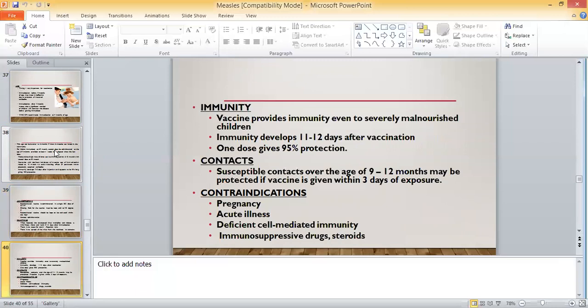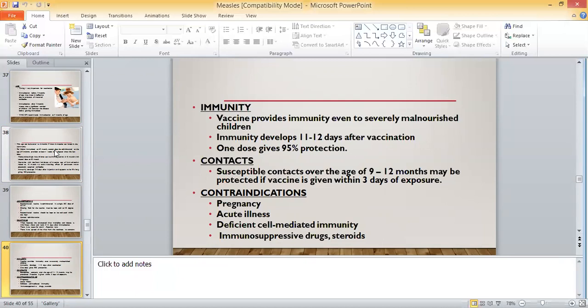The vaccine provides immunity even to severely malnourished children. Immunity develops 10 to 11 days after vaccination. One dose gives 95% protection. In immunocompromised children, immunity develops in 11 to 12 days, but in well-nourished children who are vaccinated, immunity develops within 7 days. So there is a little difference in days between well-nourished and malnourished children.